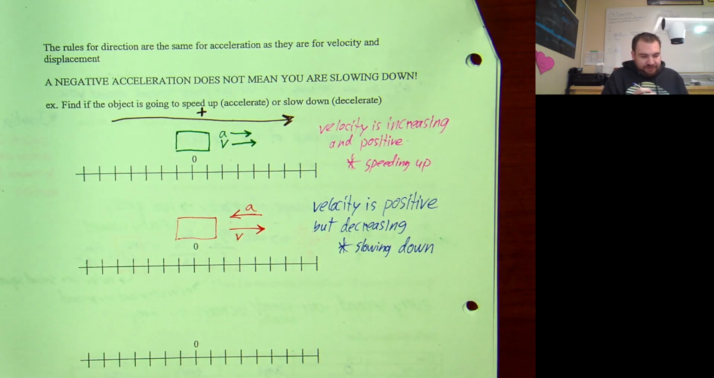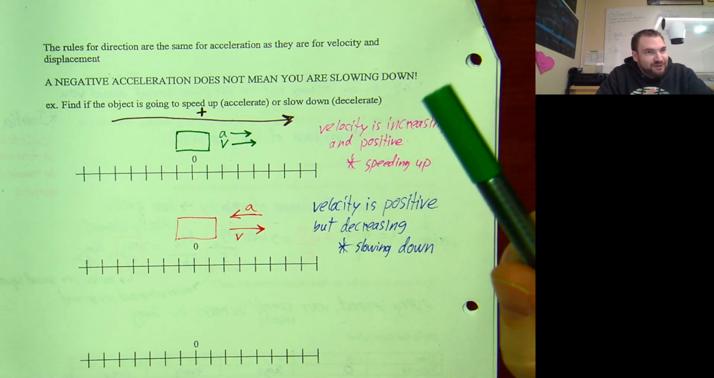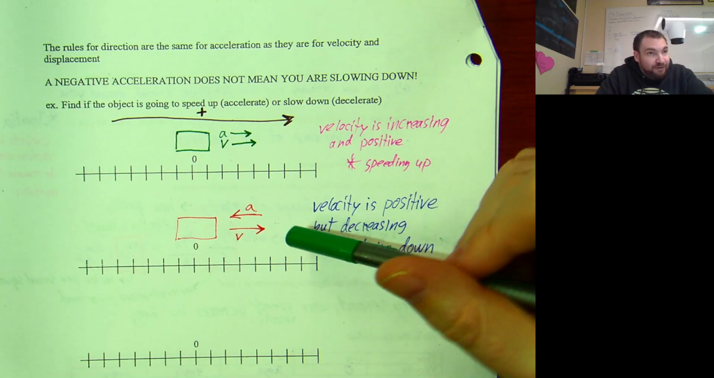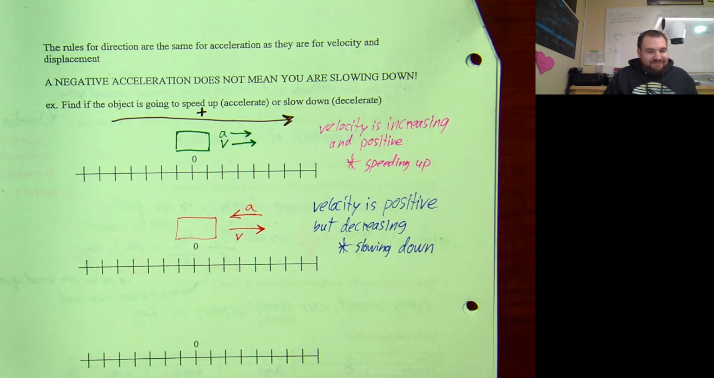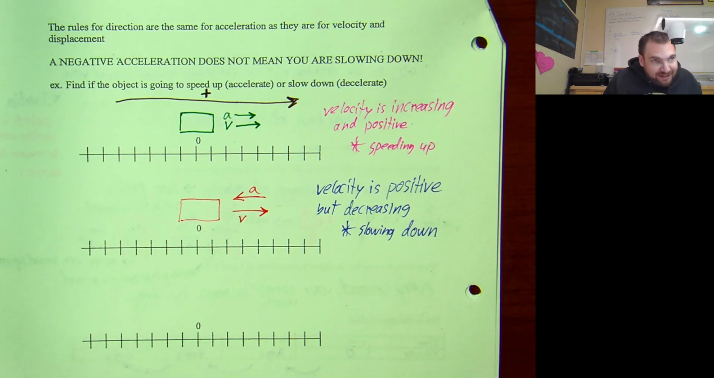Zaid has a thought. Zaid, what's your thought? Doesn't it say a negative acceleration does not mean you're slowing down? We're not done yet. It doesn't mean you're slowing down. In this context, in this example, it does. In another example, it might not, which is actually the next one. So Zaid, if you had waited 15 more seconds.